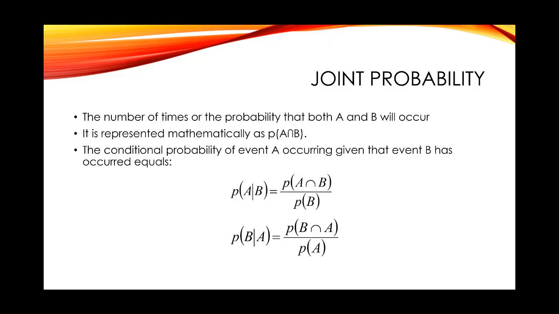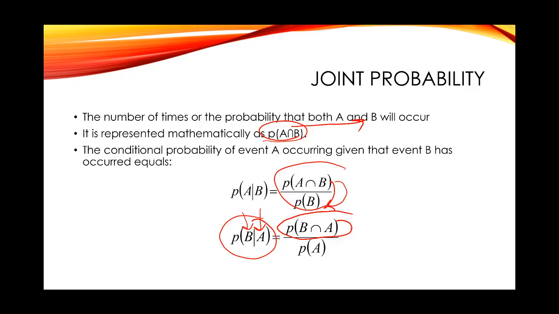Another probability is joint probability, whereby it is the probability that both A and B will occur. We represent it as P(A and B). So the conditional probability of event A occurring given that event B has occurred equals P(A and B) over P(B). If you take the probability of P(A), meaning you are going to look at the events B and A occurring over event A occurring.